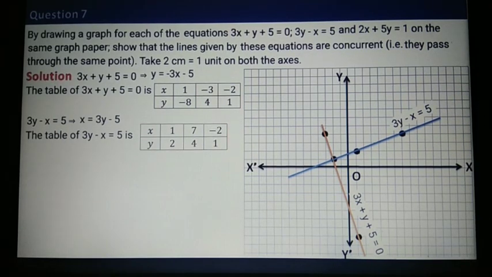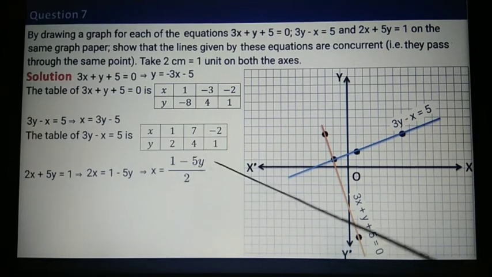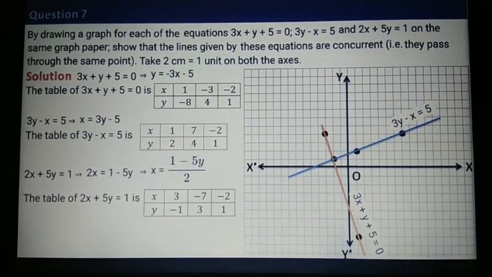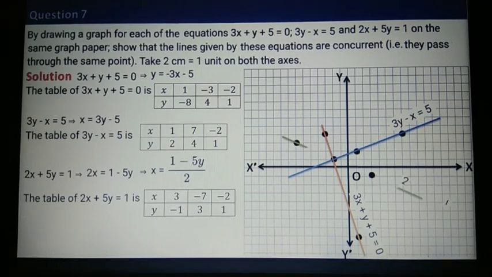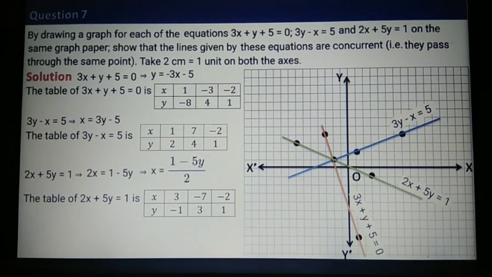And the last one is 2x plus 5y equals to 1. This can be reduced in this way and form the table. Plot the points 3 comma minus 1, minus 7 comma 3, minus 2 comma 1. These are the 3 points, join them. This line, that is the green line, represents the last equation.